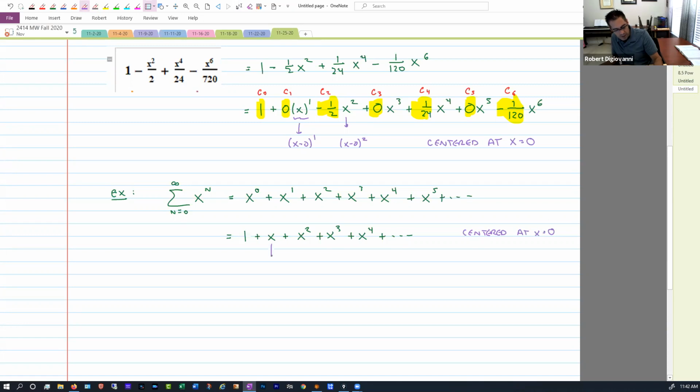Just look at these and realize each of those could be written as x minus 0, right? x minus 0 squared, and so on. I'm not going to keep going, but that's why it's centered at 0.